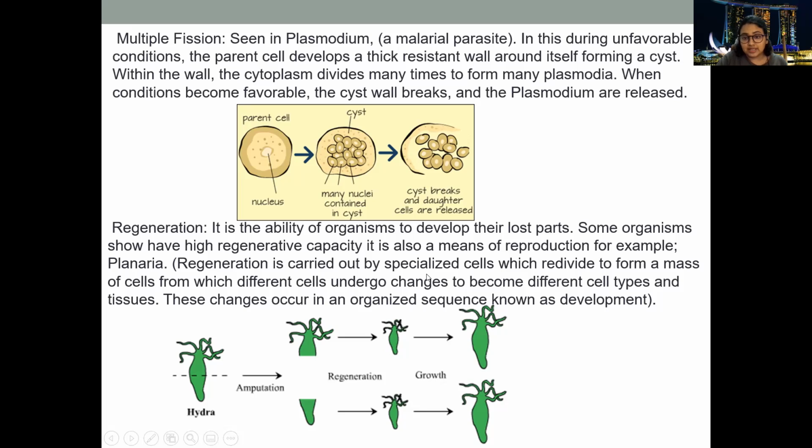This is carried out by specialized cells which redivide to form a mass of cells, from which different cells undergo changes to become different cell types and tissues, and these changes occur in an organized sequence known as development. Do you know what kind of cells they actually have so that they can regenerate themselves?